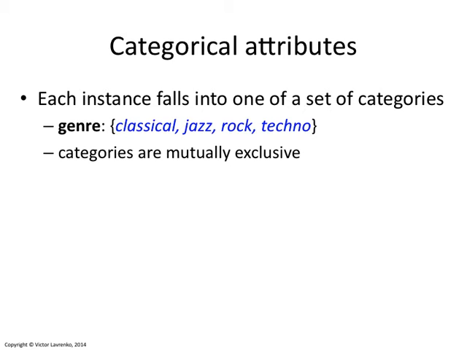Right? So if I have an attribute called genre, and these are the possible values, this would mean that a particular piece of music has to be either classical or techno. It cannot be both classical and techno, because a categorical attribute only takes one value. Right? If you want to be able to describe a piece of music as both classical and techno, you have to do it in another way.